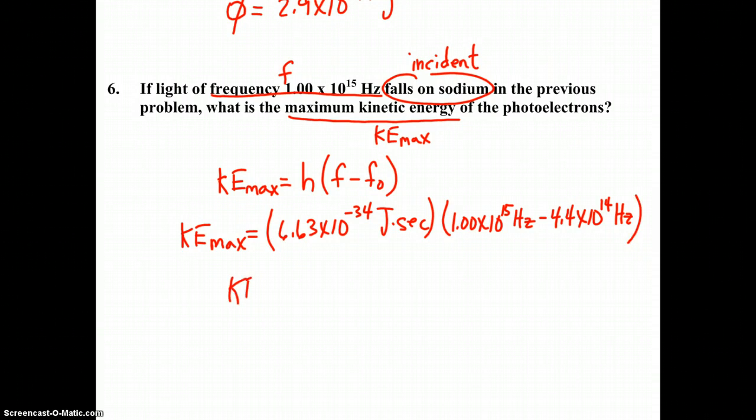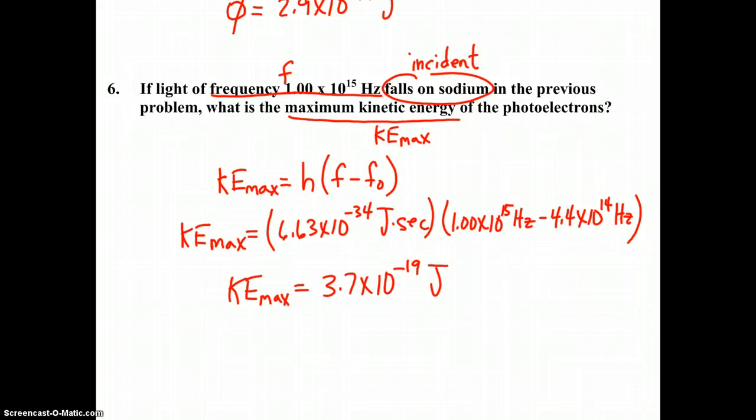We go ahead and subtract the 1 times 10 to the 15th hertz minus the 4.4 times 10 to the 14th hertz, then multiply by Planck's constant, and I do believe we get 3.7 times 10 to the negative 19 joules. Okay, so more thorough problem.